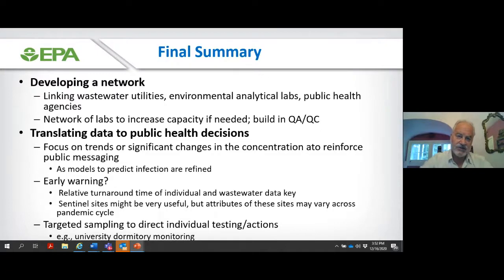And then finally, this idea of targeted sampling to direct individual testing and actions right now seems to be a very clear path of relating this data to decisions. Not just reinforcing public messaging, but really saying, okay, I've got this composite sample. I know somebody's positive in this dorm or in this group of people. Now I need to go in and test everybody. That's very important to optimize the use of this wastewater signal and our testing resources.